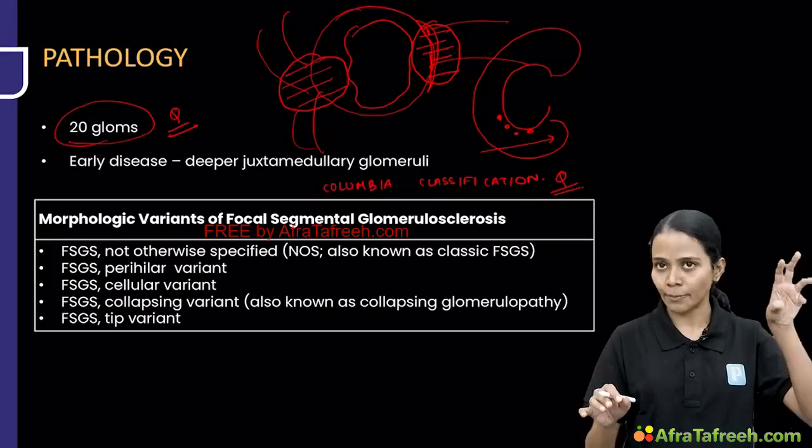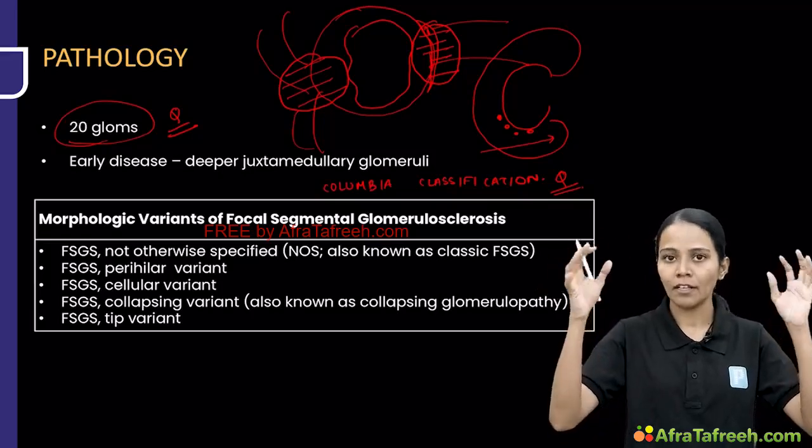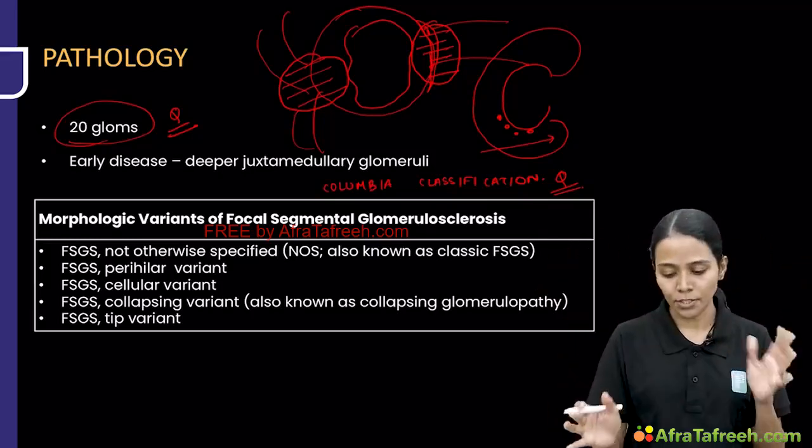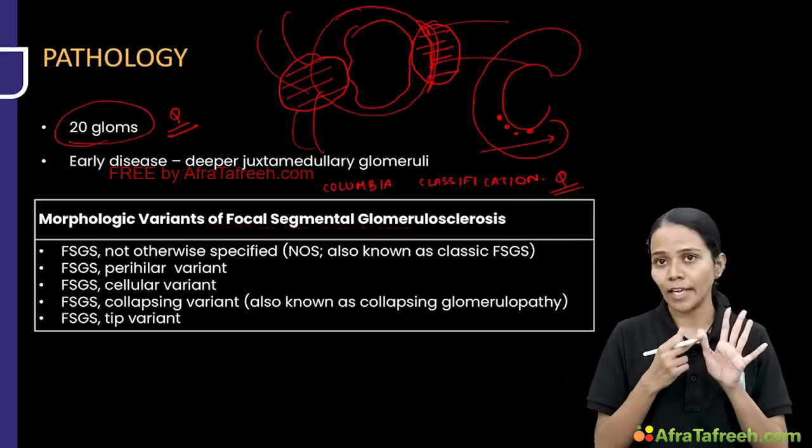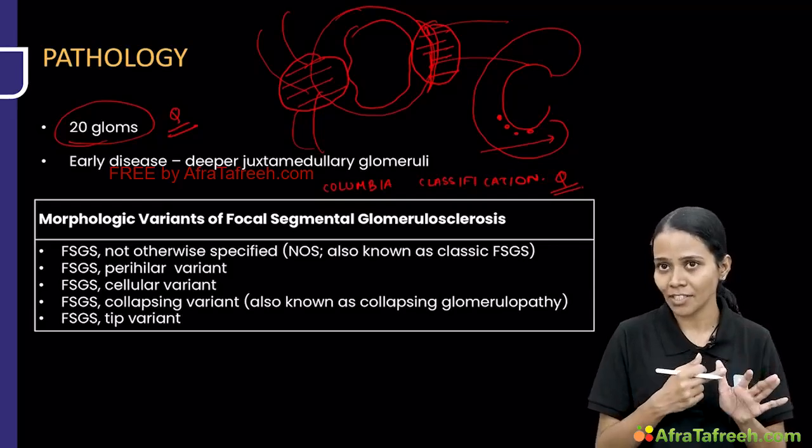So simple, it is perihilar, tip, cellular or collapsing. So these are the 4 important variants. So if none of these can be diagnosed, then it is FSGS NOS.